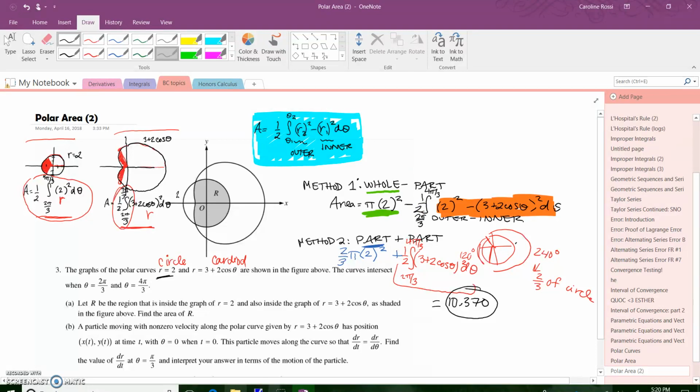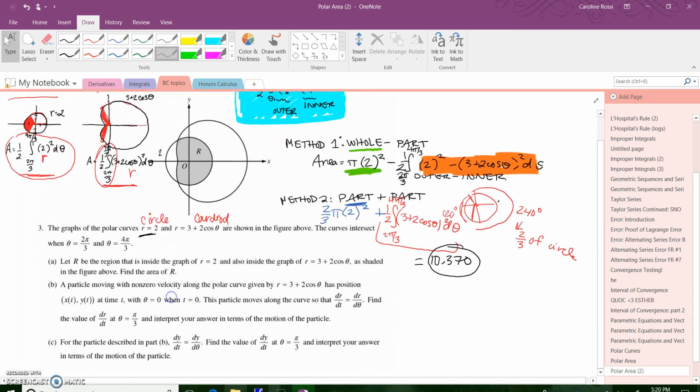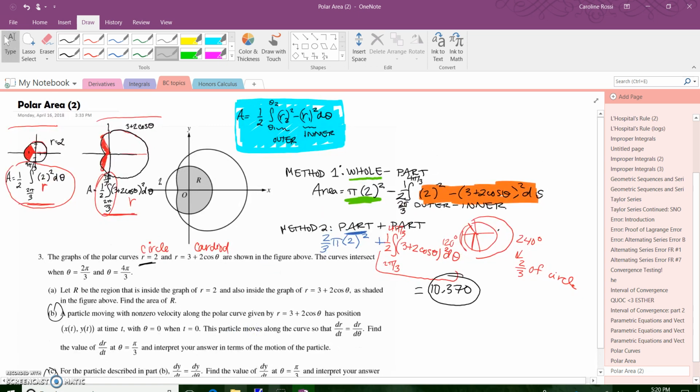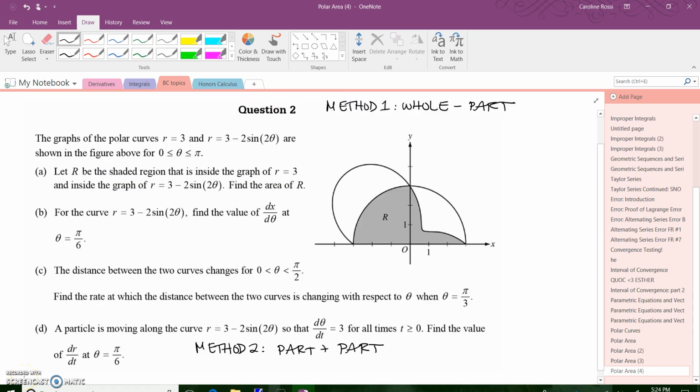Oops. Okay, you always need the 1/2 when you find the area. I'm going to save the other parts for in-class practice or possibly for your Saturday session, so hold off on those. I do want to do one more polar area free response with you.